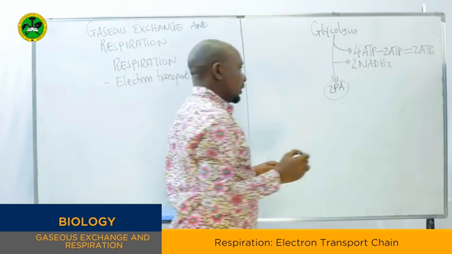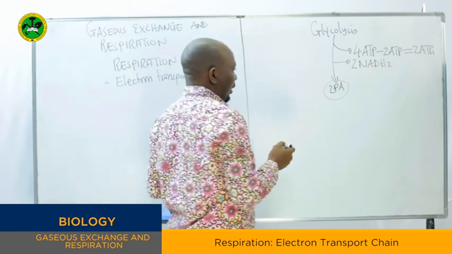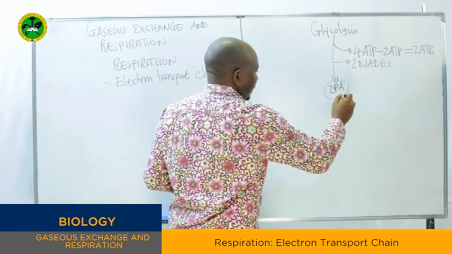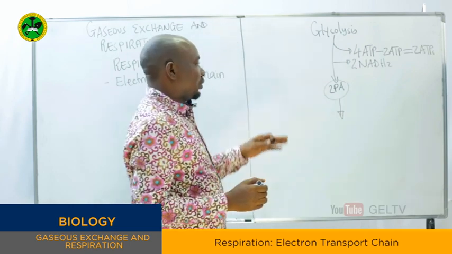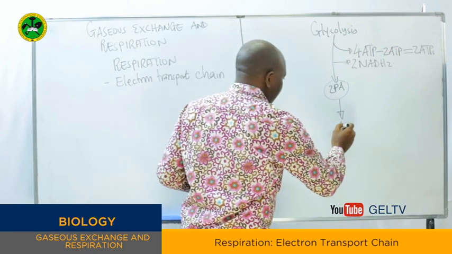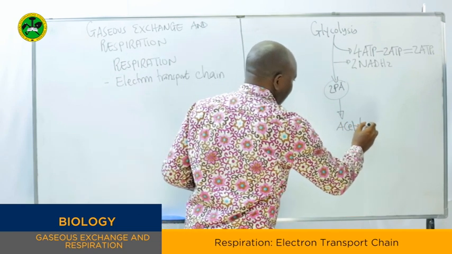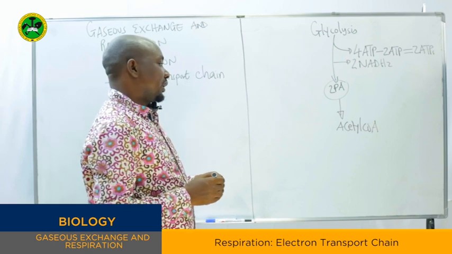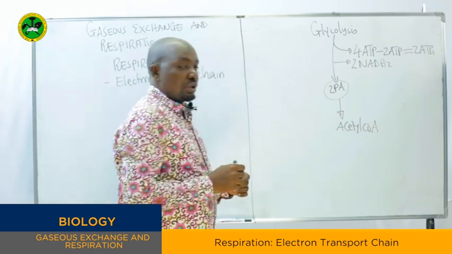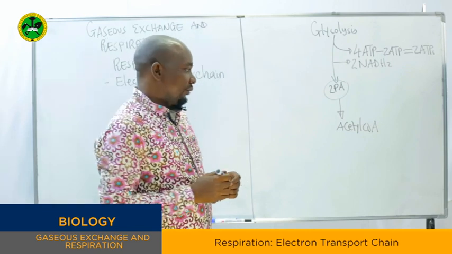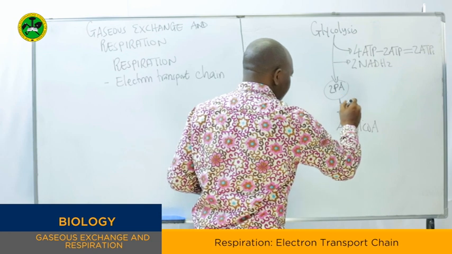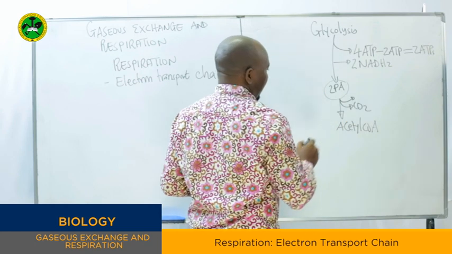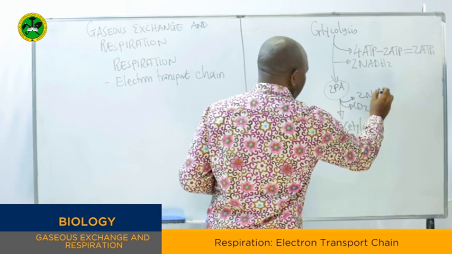The pyruvate molecules are oxidized in the presence of oxygen. They are oxidatively decarboxylated to produce acetyl CoA, which is then broken down completely in the Krebs cycle to produce carbon dioxide, NADH, and FADH2. And here there is decarboxylation and oxidation, where two NADH are produced.